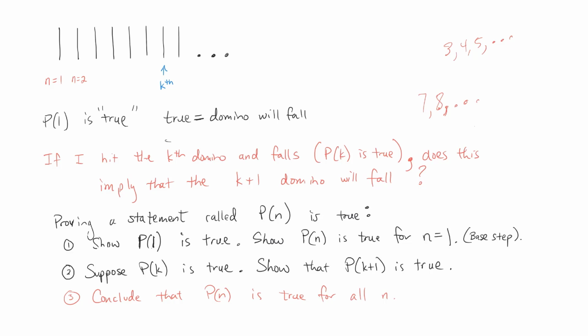Often, if your base step is 1, then you hope that the next domino would fall, and so on and so forth, and then dot, dot, dot. But the key to guaranteeing that all your dominoes will fall is actually this second step here. Suppose that the kth domino is true, or P of k is true. Show that P of k plus 1 is true. In other words, the next domino will fall over. That's the metaphor here.